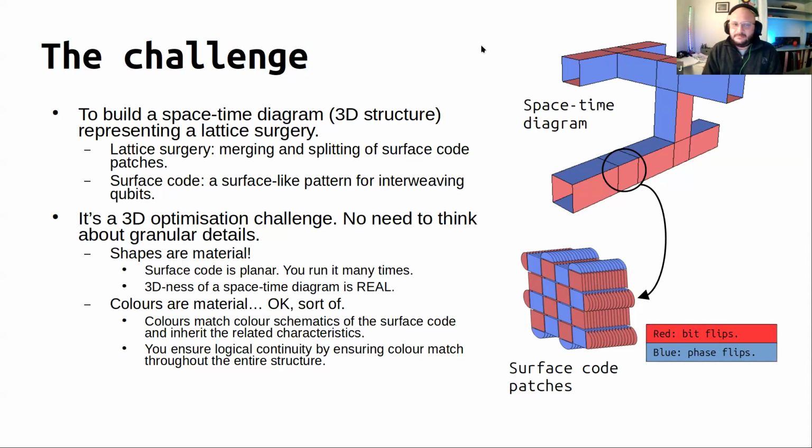And the colors are material too. The colors are tied to the underlying colors of the surface code, and those colors of the surface code are tied to the ways in which you interweave the qubits. So they communicate information that is available in the surface code. And the way that you ensure that the structure doesn't break is essentially by maintaining the color continuity.